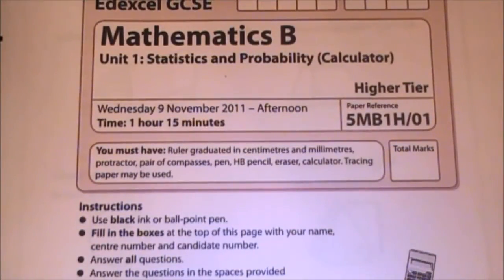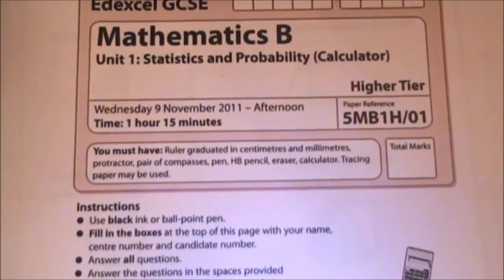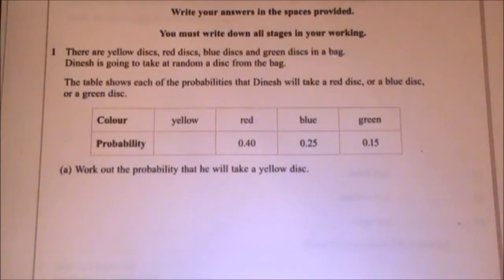This is the November 2011 Unit 1 paper, Statistics and Probability. You can use a calculator. Question 1 is a probability question. There are yellow discs, red discs, blue discs and green discs in a bag.